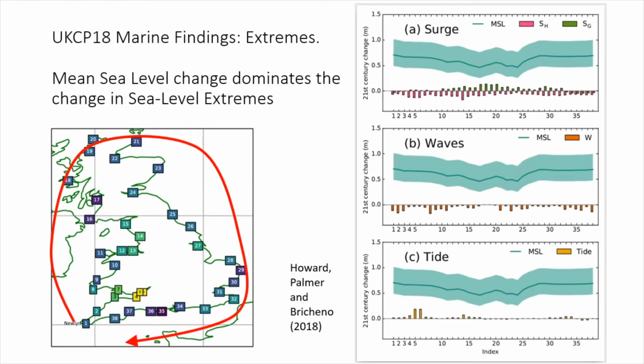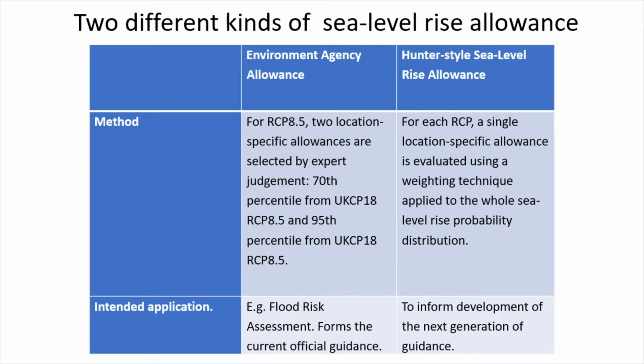Given this dominance, I'll describe an approach to dealing with this uncertainty by combining it with the uncertainty which is inherent in the extremes. The Environment Agency allowances form the current government guidance for coastal flood risk assessments. These are location-specific allowances selected from the distribution of UKCP 18 projections of 21st century sea level change under RCP 8.5. The 2 levels selected for sensitivity testing are the 70th and 95th percentile.